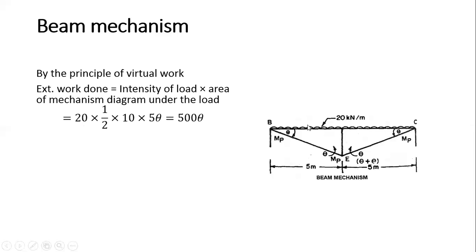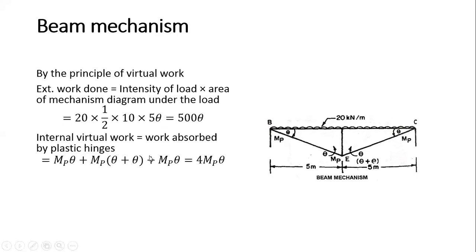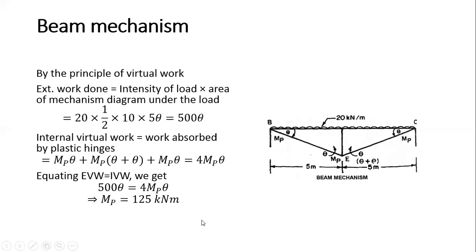So this is equal to how much? Intensity is 20 and area is half, base is 5 plus 5 is 10 meter, into height. This height is 5 times theta. So this comes out to be 500 theta. Now internal work is equal to work absorbed by the hinges. How much is it? Here one hinge, MP times theta, plus MP times theta, plus theta here, second one, plus MP times theta here. So 4 MP. So equate the two, we get 500 is equal to 4 MP theta. So MP comes out to be 125 kNm.